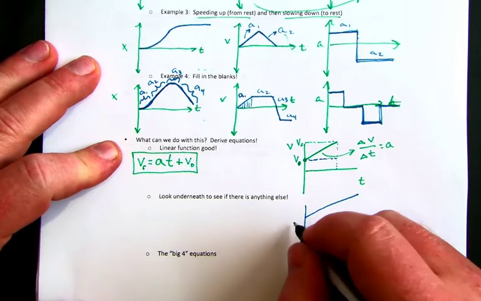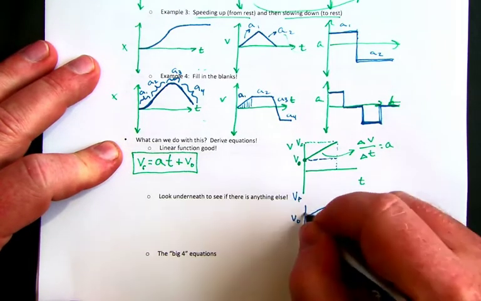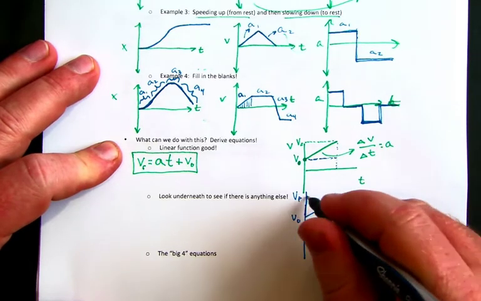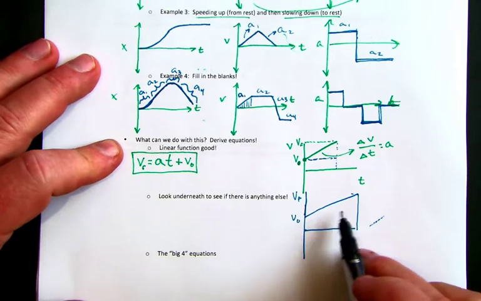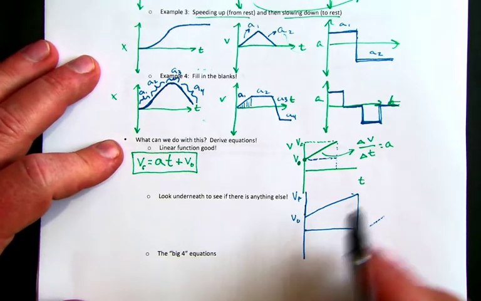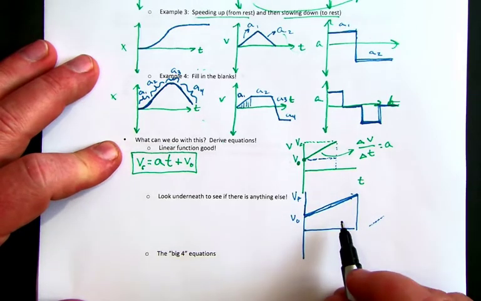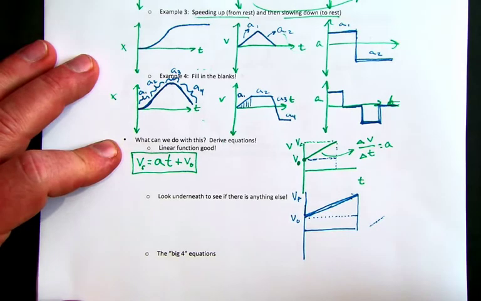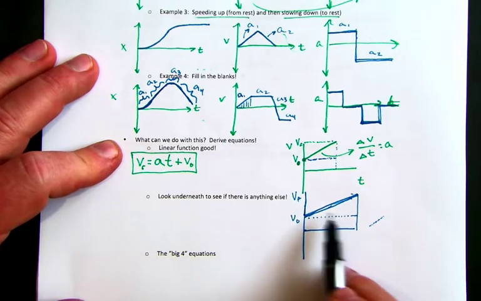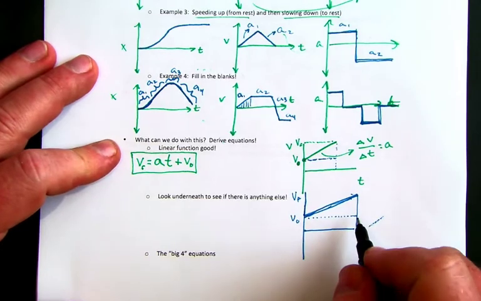So that's V naught. This is some VF, some velocity later on, which is equal to that right there. So what is this area? Well, there's a couple different ways you can do this. You can look at this as a trapezoid, and that's a straight line, by the way, and find the area of the trapezoid, or you can look at this as a rectangle with a triangle sitting on top of it.